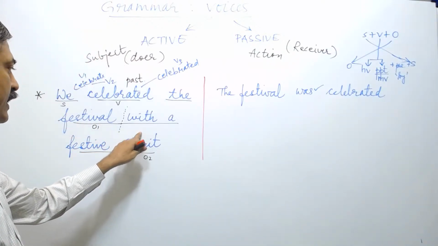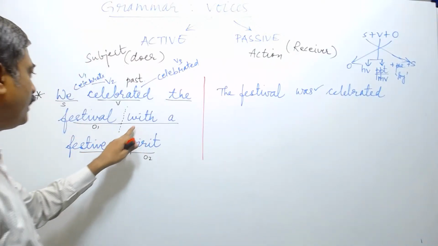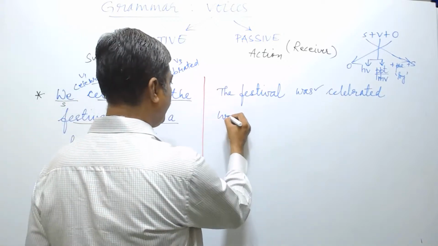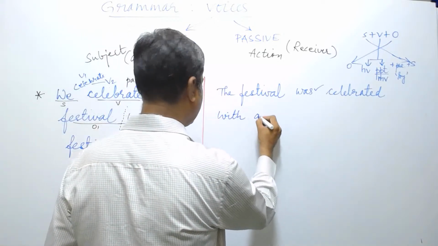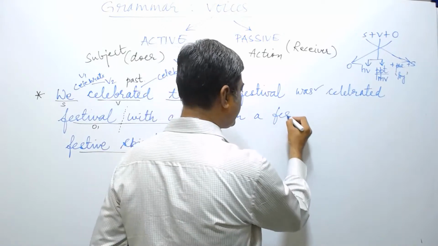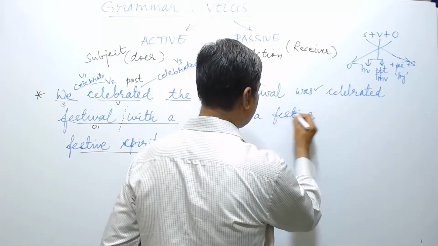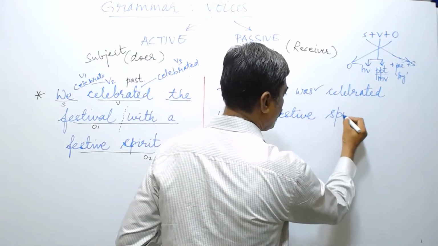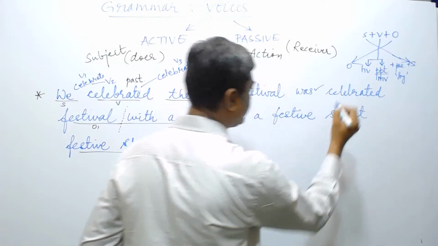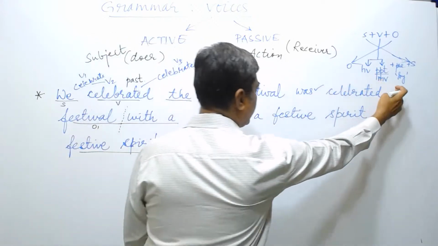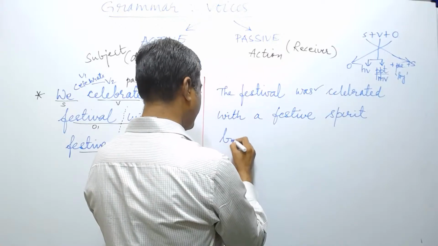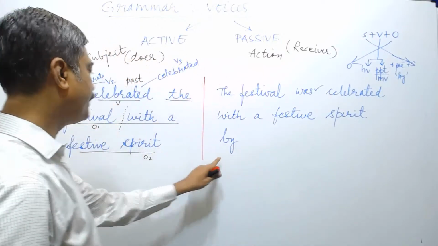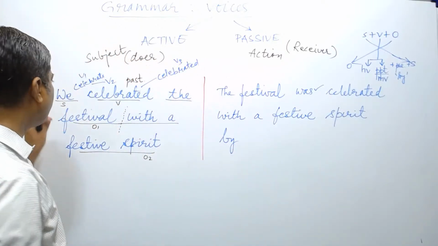Then we take the next object. Okay, what is it? How was it celebrated? With a festive spirit, right? With a festive spirit. We got this festive spirit, and then we need to follow the next step, introducing by here. And by whom was it?